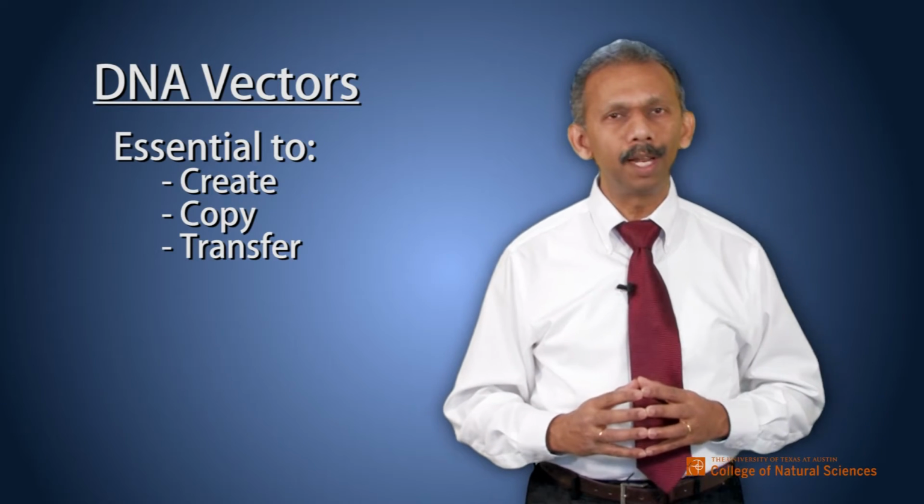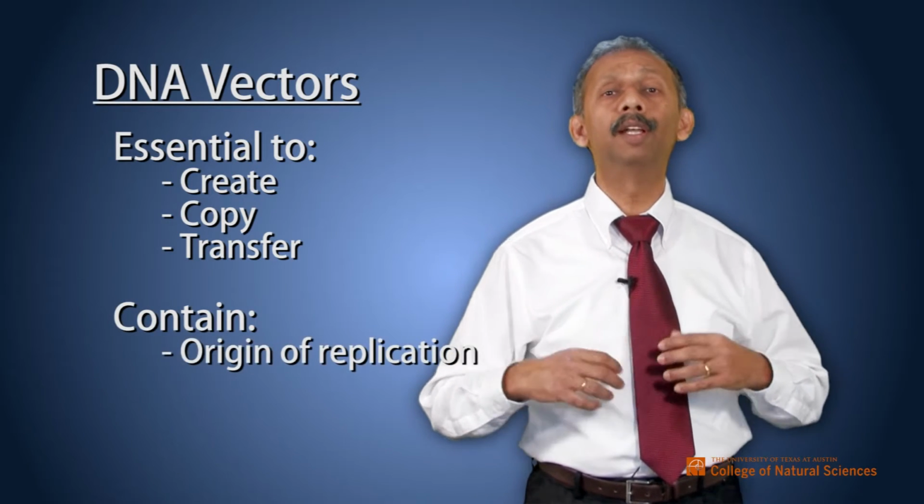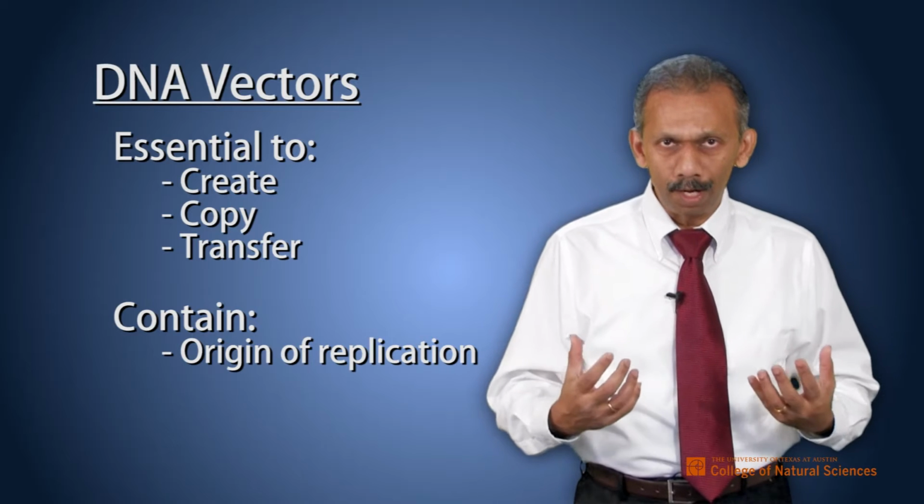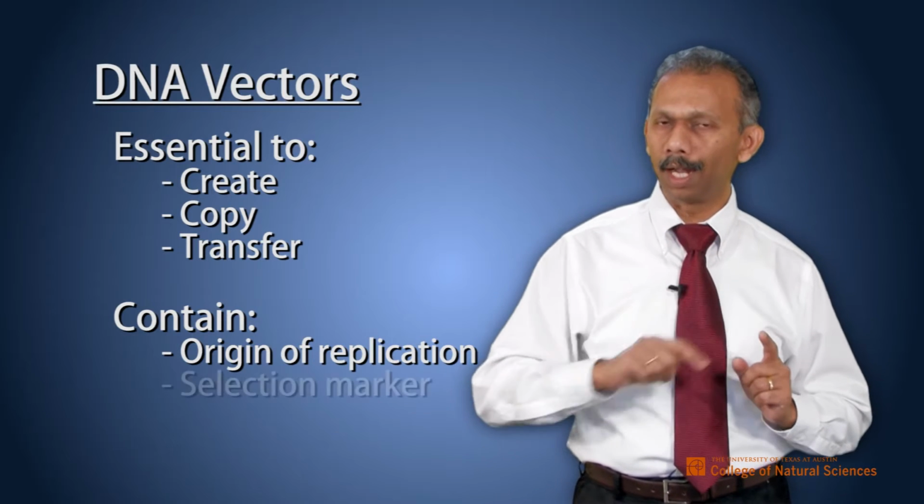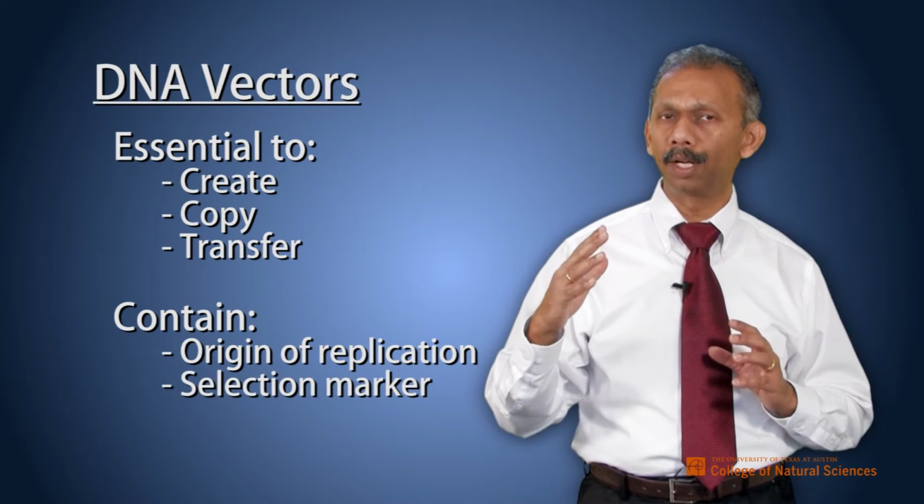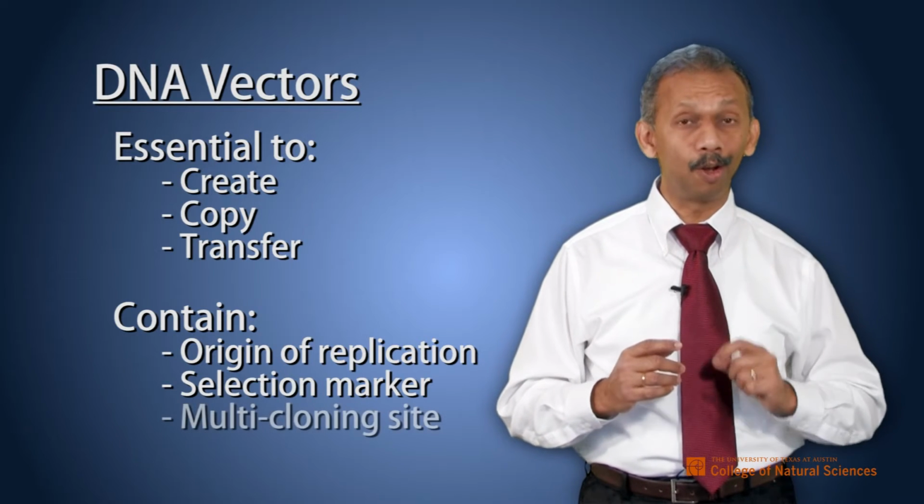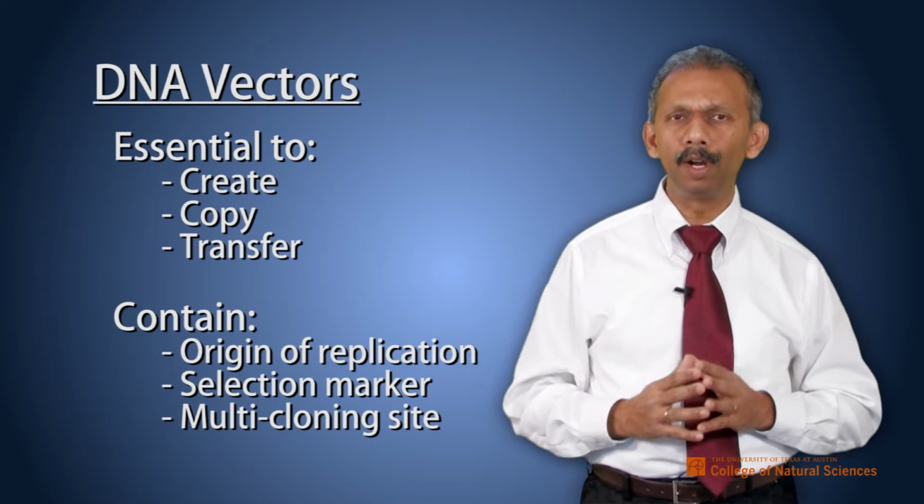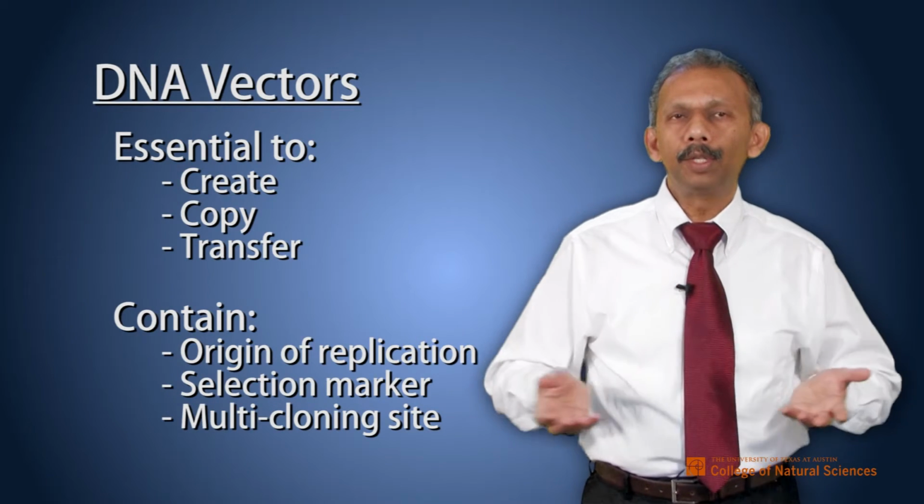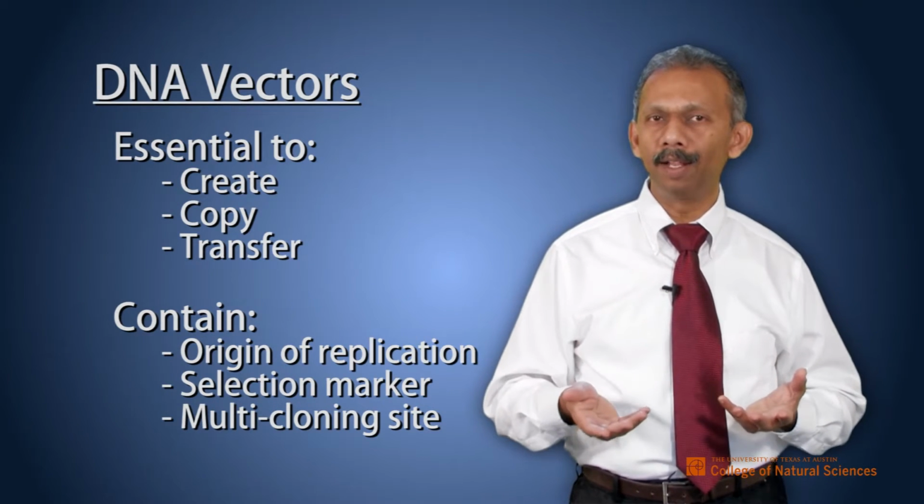The vectors essentially contain an origin of replication that is critical to replicate the DNA. They also contain a selection marker, such as an ampicillin selection marker. And thirdly, they have a multi-cloning site where you can insert foreign DNA. Once you understand the tools, the enzymes and the vectors, then we need to move on to techniques.